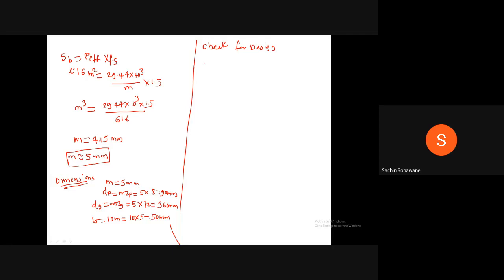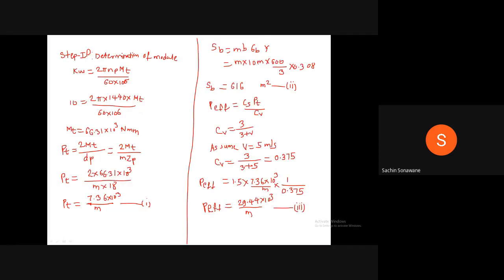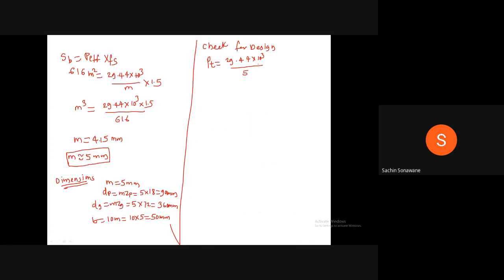Now, first of all, we will calculate the value of PT. PT equation we are knowing. Equation 3. What is equation 3? 29.44 into 10 raised to 3 divided by m. Sorry, we have to calculate PT. PT is equal to, say, equation 1: 7.36 into 10 raised to 3 divided by m. This is not PT. Consider equation 1.